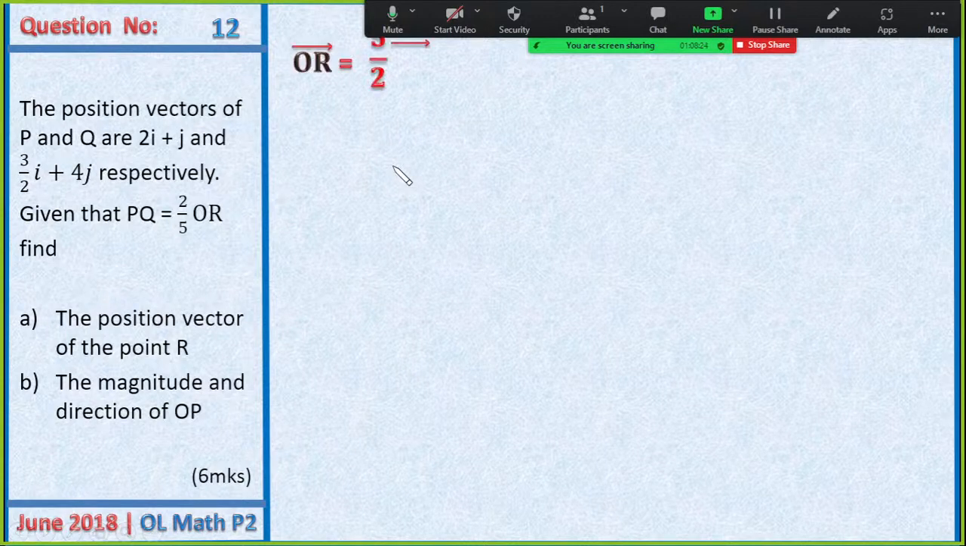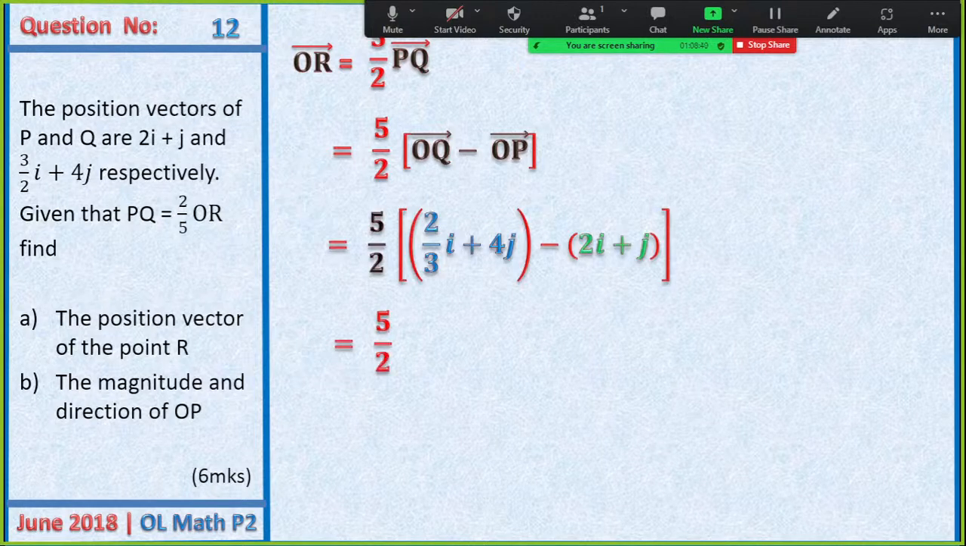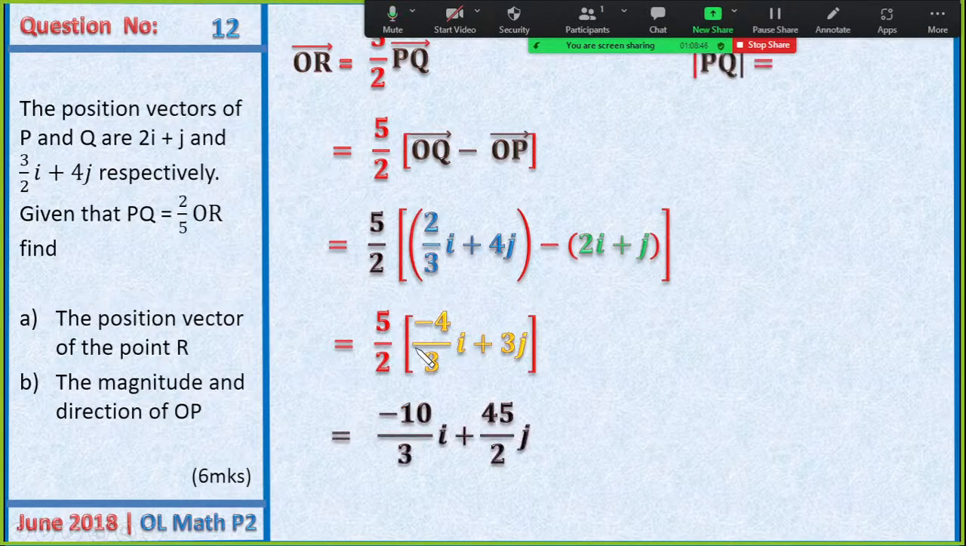So our QR should be equal to 5/2 PQ. So we need PQ. PQ is Q minus P, right? So this gives us (3/2 i + 4j) minus (2i + j). So when we simplify, this is the result that we'll have at the end. And of course the magnitude is minus 10 on 3 squared.